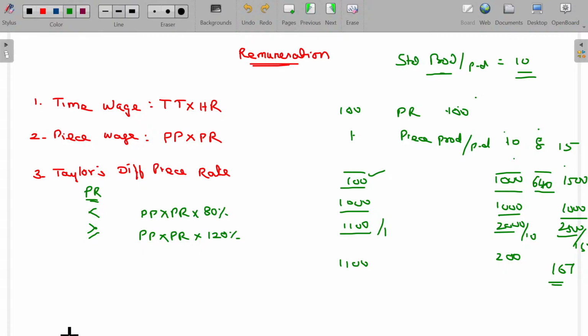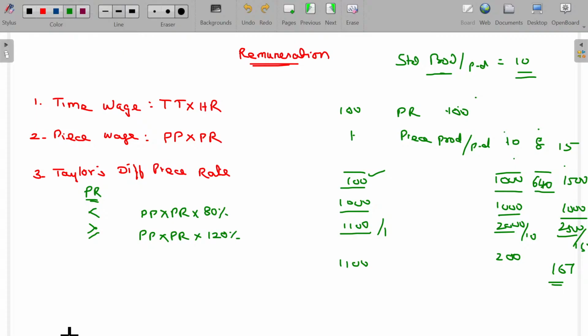But Taylor says if you are performing less than standard, you will be penalized. If you are working more than standard, you will be appreciated. That's why it is called differentiated. But it is not exactly 80 and 120. Some others may recommend 90 and 110, or 80 and 160, or 70 and 160. If nothing is stated in the question, go with 80 and 120. If the differential to be applied is clearly stated, like 90 and 110, you just apply that one.